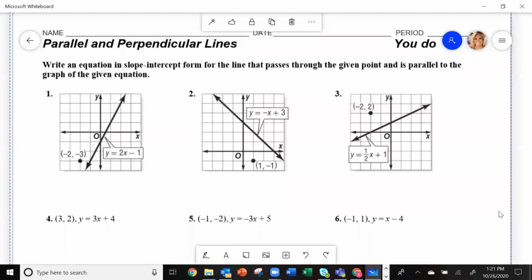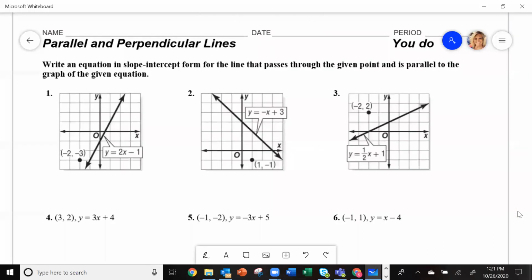This lesson is practicing writing equations of lines that are parallel and perpendicular to another equation. This is the paper you should have out in front of you to be able to do it. If you don't, you can use your own paper to write down the steps. It's asking you to write an equation in slope-intercept form that passes through a given point and is parallel to the graph of the following equation.